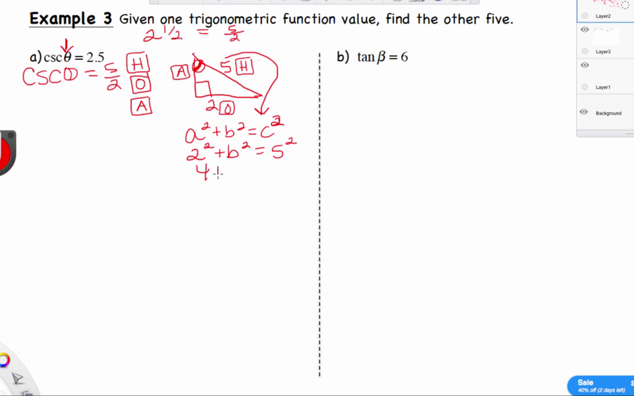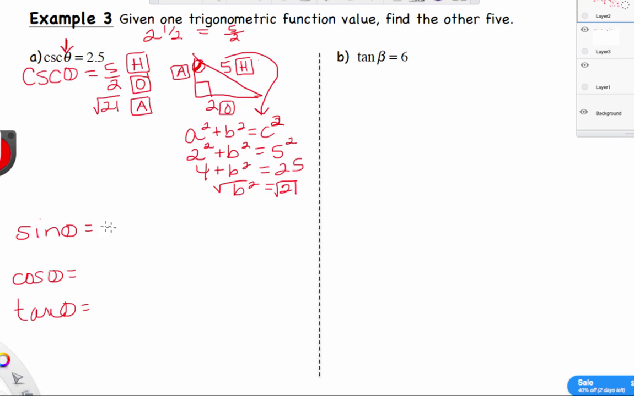Okay, so then we have 4 plus b squared is equal to 25. b squared is equal to 21, square root both sides, and then b is equal to root 21. So your adjacent side is root 21. And then I have everything I need to build all of my ratios. I have 1, and now I can find the other 5. So let's do our assembly: sine of theta, cosine of theta, and then tangent of theta.